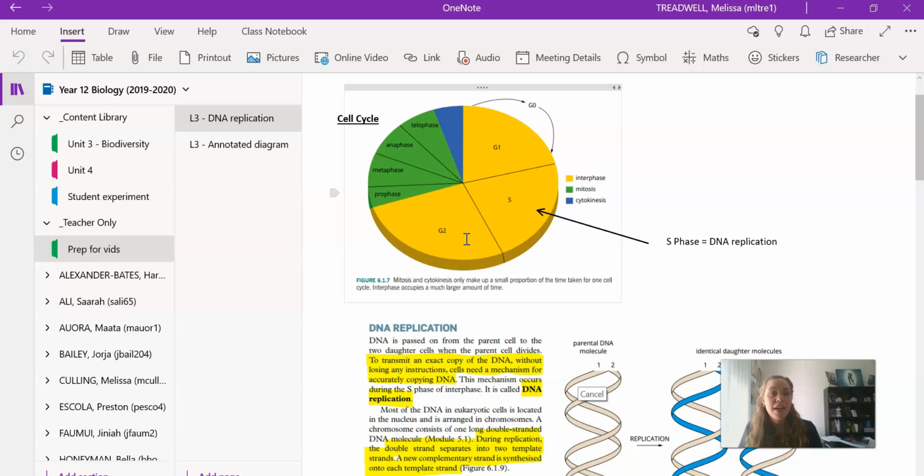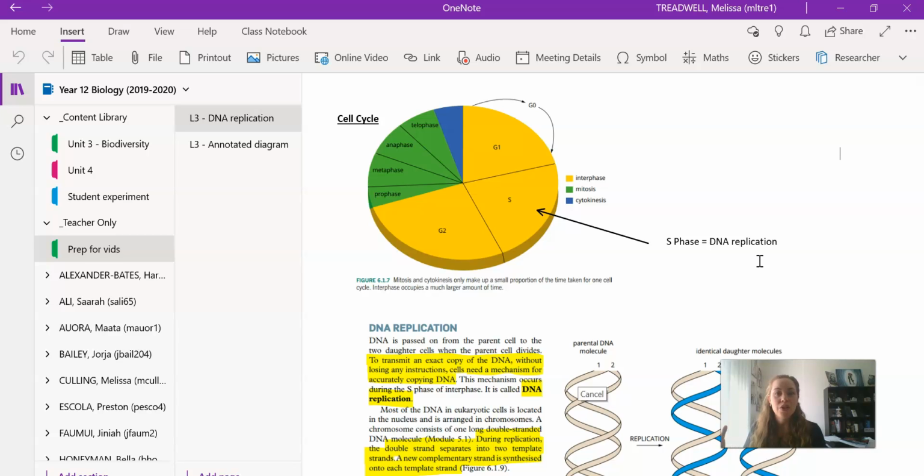Interphase is made up of G1, which is a stage of growth, as well as the cell carrying out its functions. We have the S phase, and then we have G2, which is another stage of growth, and again, it's also going to be carrying out its main functions. We care specifically about the S phase today. And S phase, as we can see, is DNA replication. We need to learn how this process works.